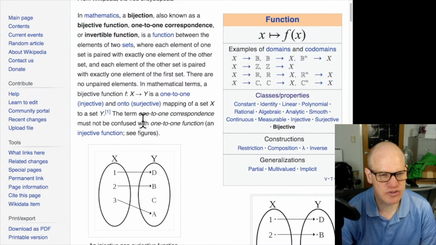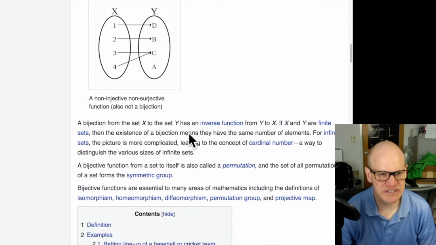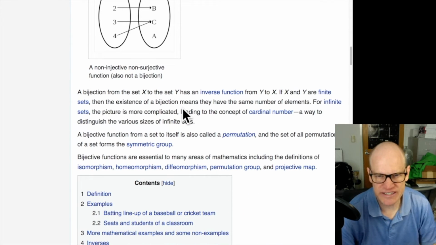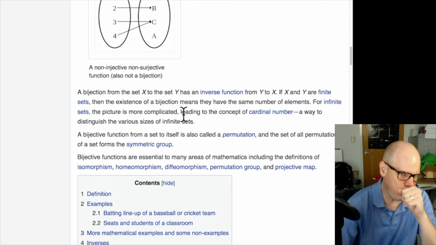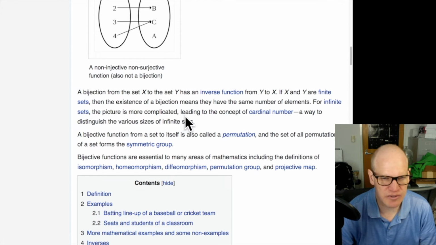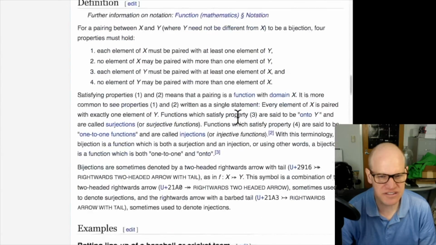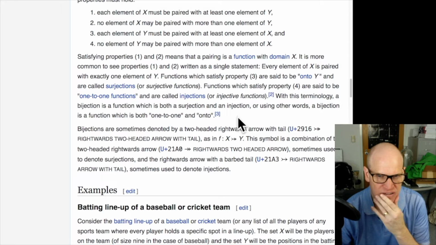The term one-to-one correspondence must not be confused with a one-to-one function. Okay, so these are all the differences between these things. A bijection of set X onto set Y has an inverse function from Y to X. If X and Y are infinite sets, then the existence of a bijection means they have the same number of elements. For infinite sets, the picture is more complicated. Concept of cardinal number. Okay, so this says that you don't have to map to all.